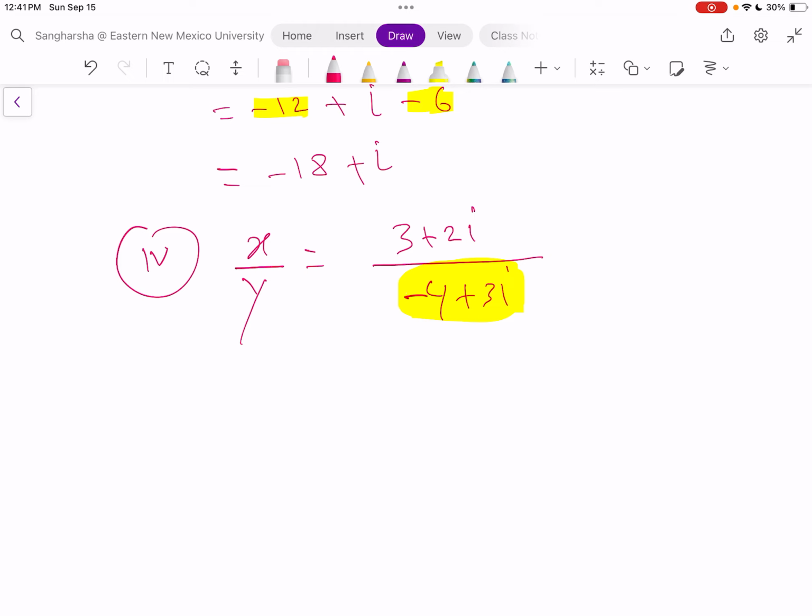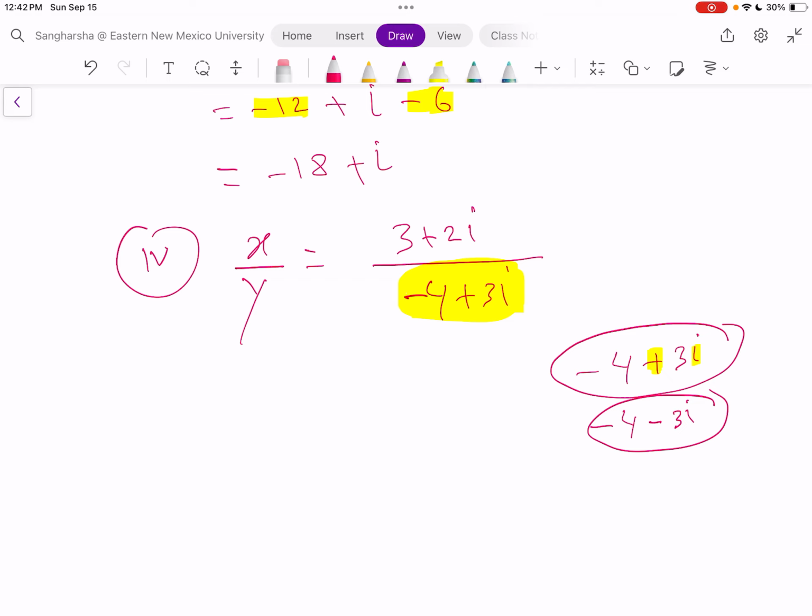Conjugate means, so we have negative 4 plus 3i. This is a complex number, and its conjugate is, you just flip the sign of the imaginary part. Here i has a positive sign, so you flip it. Negative 4, instead of plus, you write negative 3i, and this is the conjugate of this complex number. Conjugate means you are flipping the sign of the imaginary part. If you have a positive, write it negative, you get the conjugate. If you have a negative, write positive, you get the conjugate.